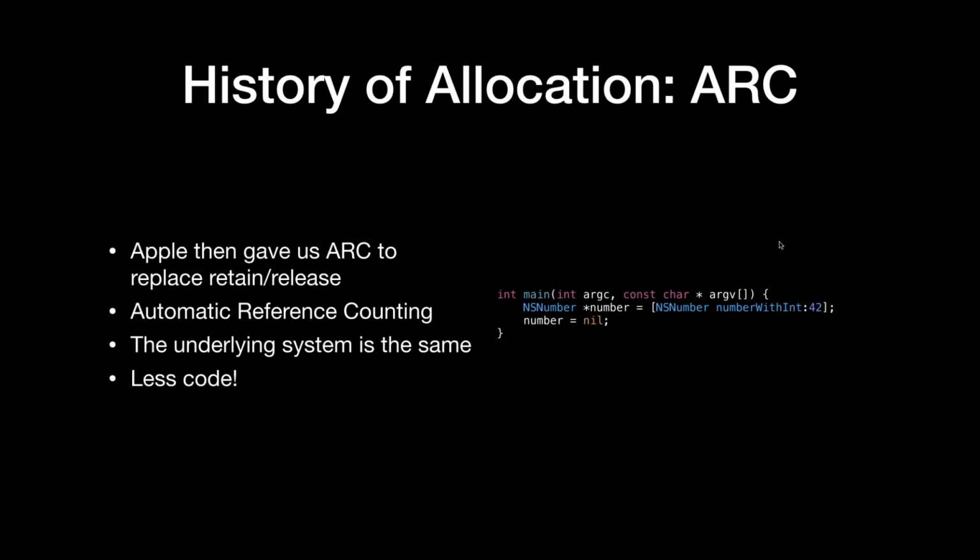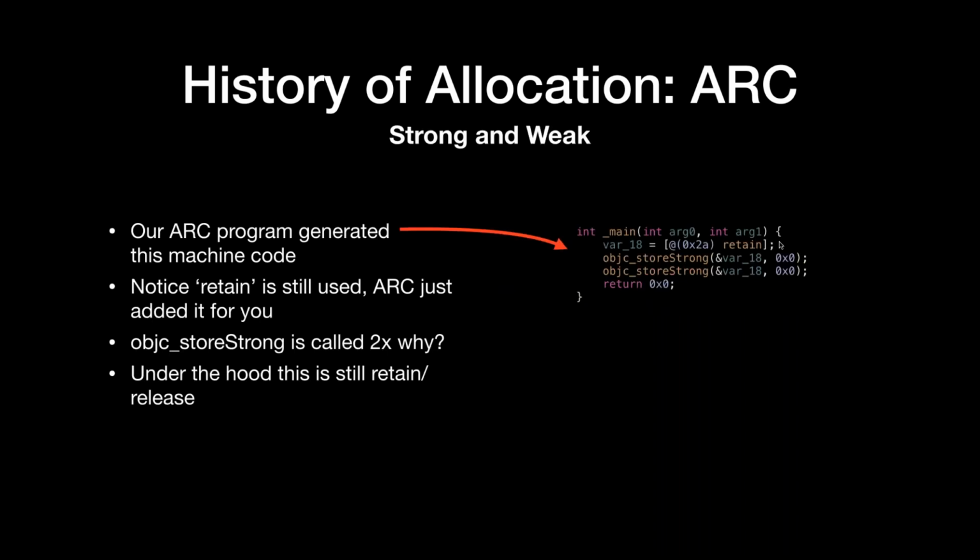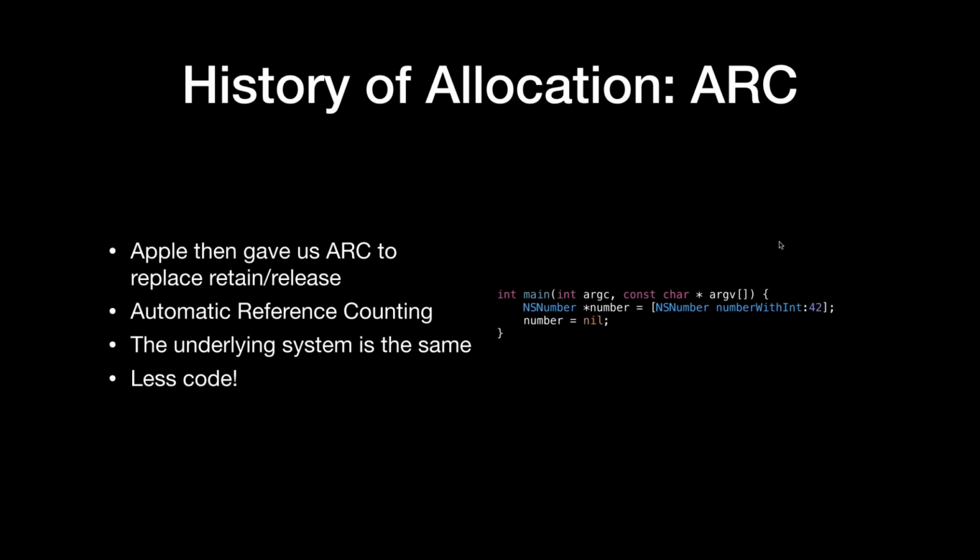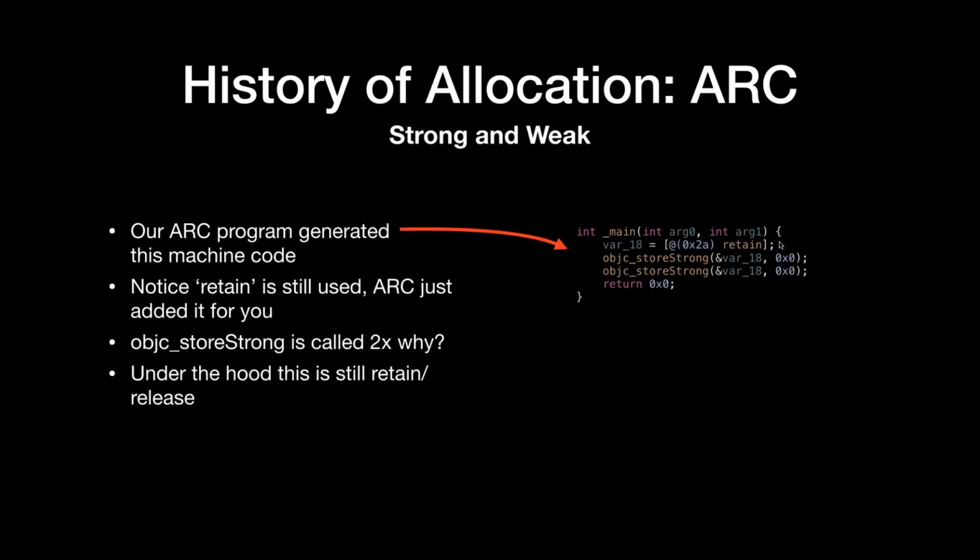But first, let's look at the same code here, but in an ARC program. So now I can't call retain and release anymore. But I'm still allocating the number, I'm still setting it to 42, and I'm still setting it to nil at the end. So let's see what that generates in the machine code world. Okay, so the retain call's there. I didn't type retain, but something added retain. I didn't type it in my program, but there it is in the machine code. And that's the key to how ARC works.